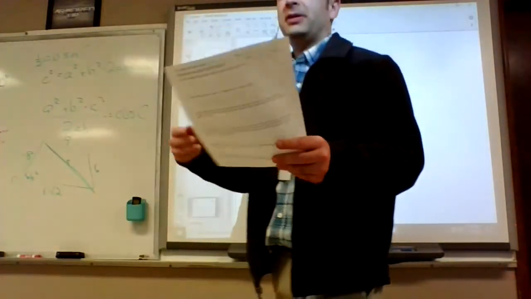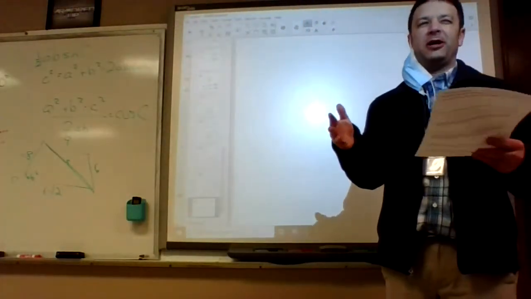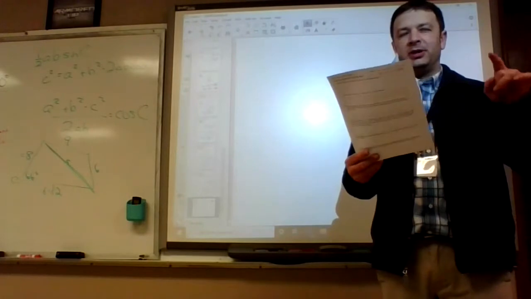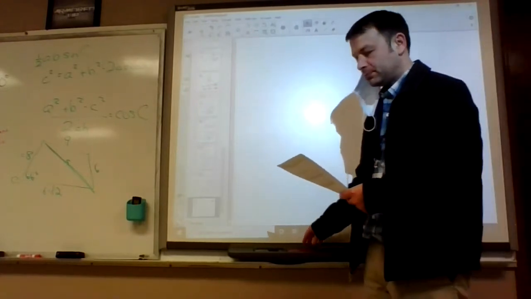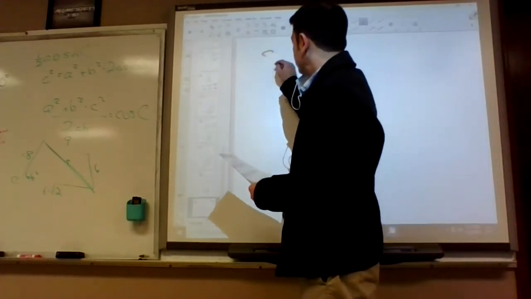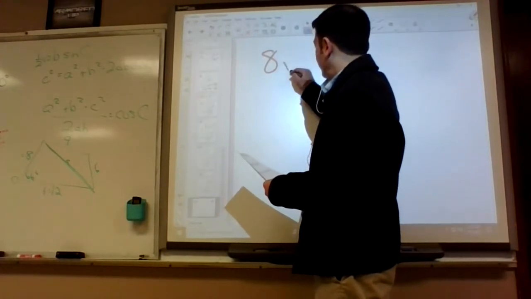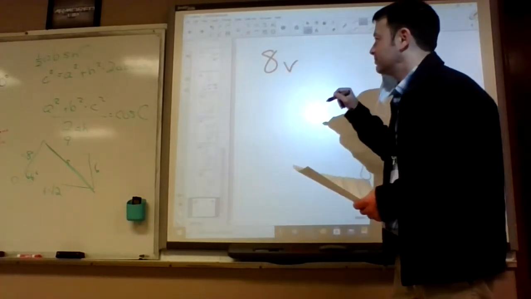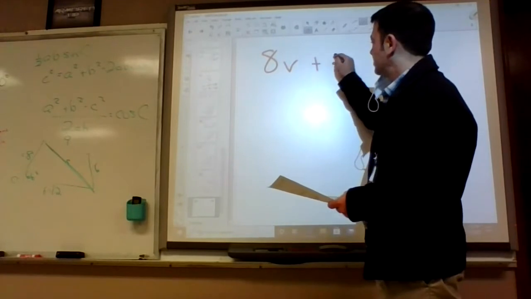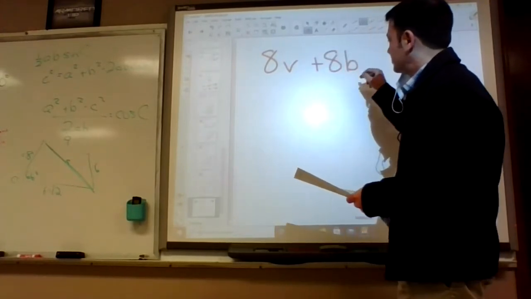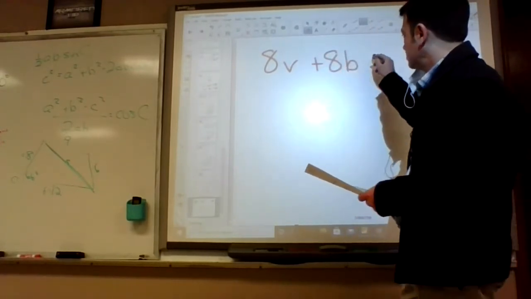So who wants to try to write that as an equation? This is kind of more common. Remember, we kind of ended with a hard one yesterday, Sam? So it'd be like 8A. I'm going to call it V for van. Okay. And 8B equals 240.